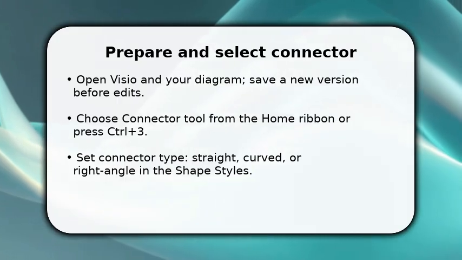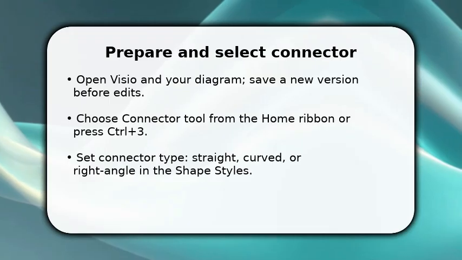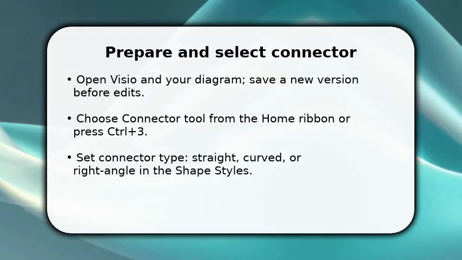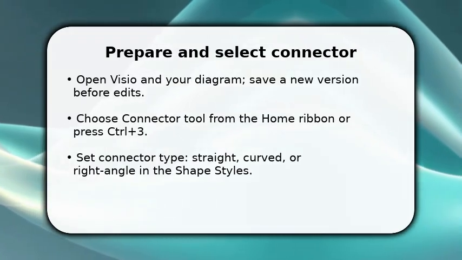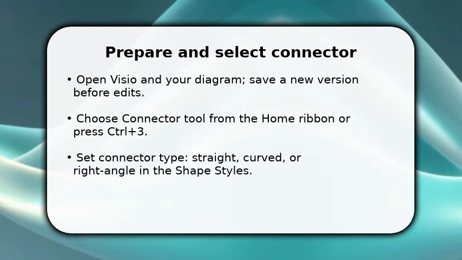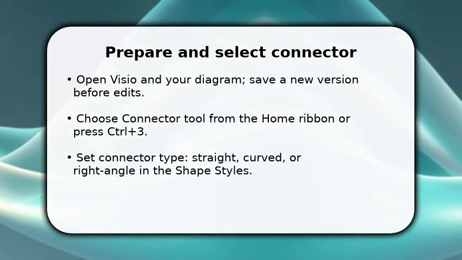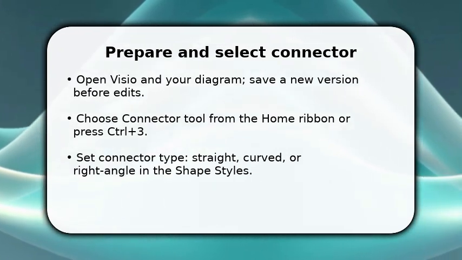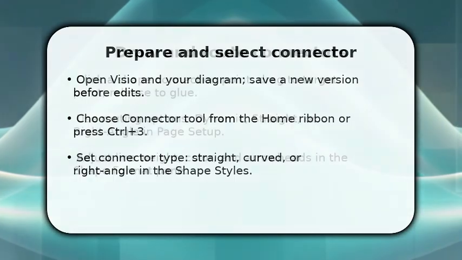Make sure snapping and glue are enabled in View so connectors lock to connection points automatically. This prevents drifting when you move shapes. You click a connection point on the source shape and drag to the destination connection point. Release to glue the connector so it stays attached.